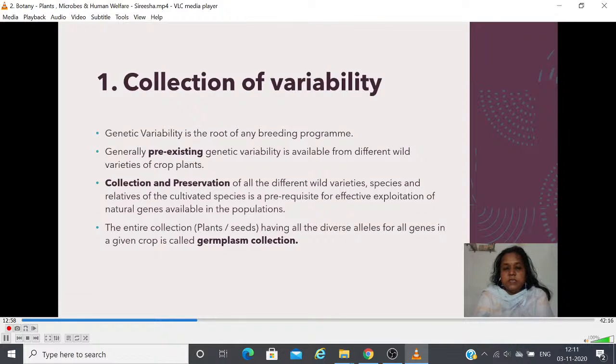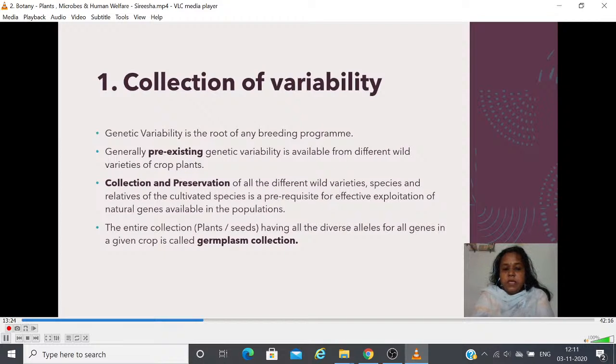The first step is the collection of variability. Genetic variability is the root of any breeding program. So we need the genetic changes of the plant. Suppose the plant is having very small seed grain. No, it doesn't work. So we want a grain which should be a little bit larger. So this genetic variability should be there for the breeding program.